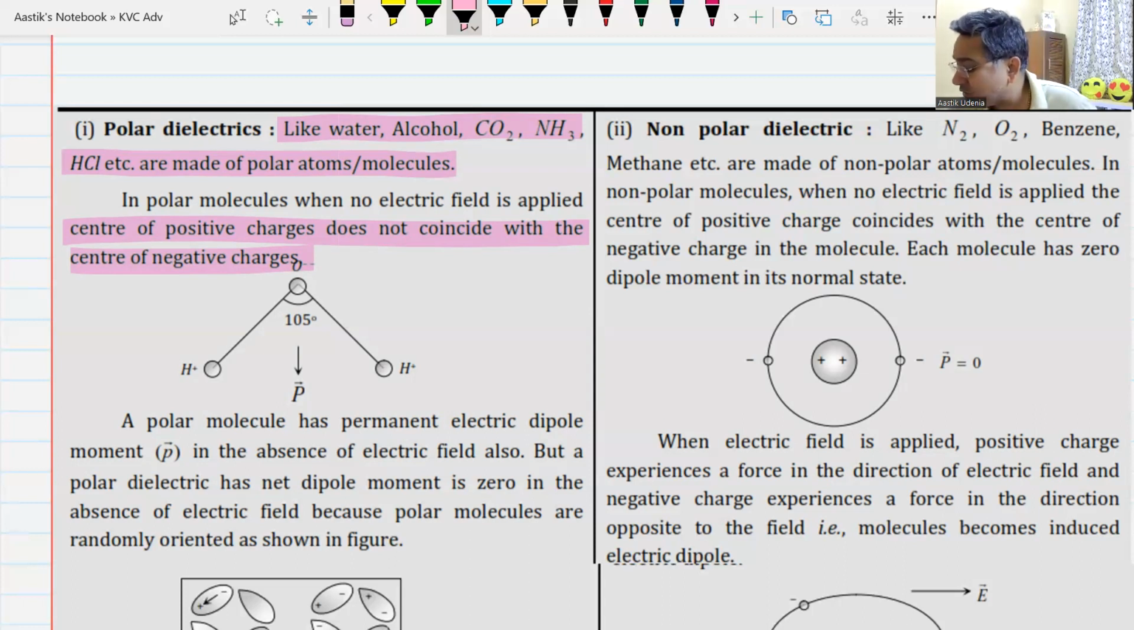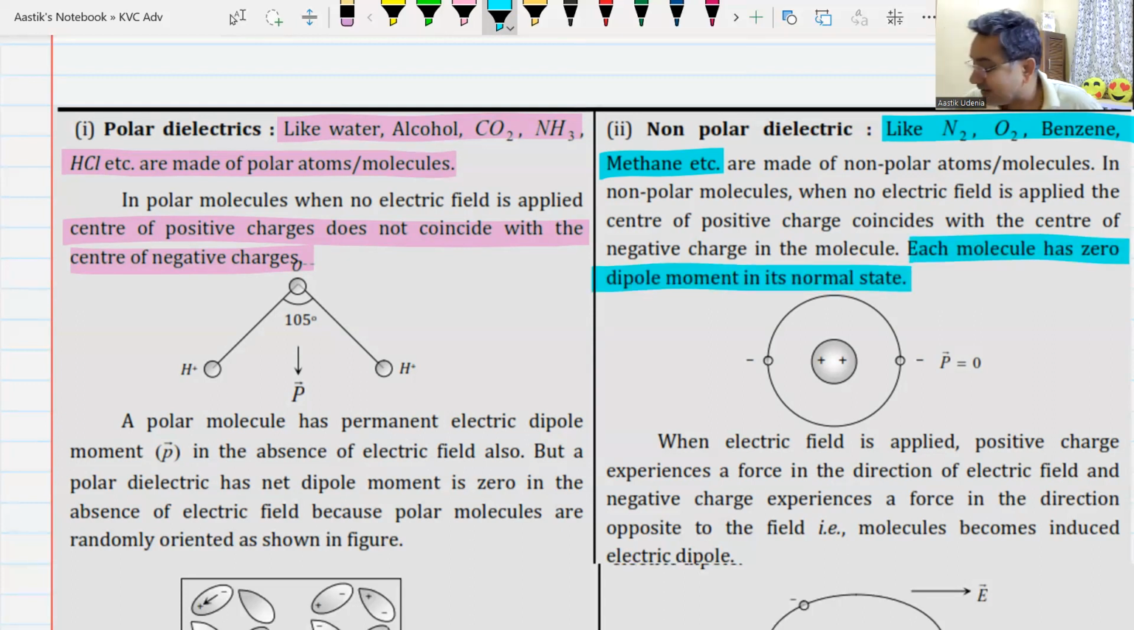Whereas there are some molecules like N2, O2, benzene, methane, which are non-polar. The centers of positive and negative charges coincide, and therefore each molecule has zero dipole moment in its normal state. Do we understand this? Yes, sir.